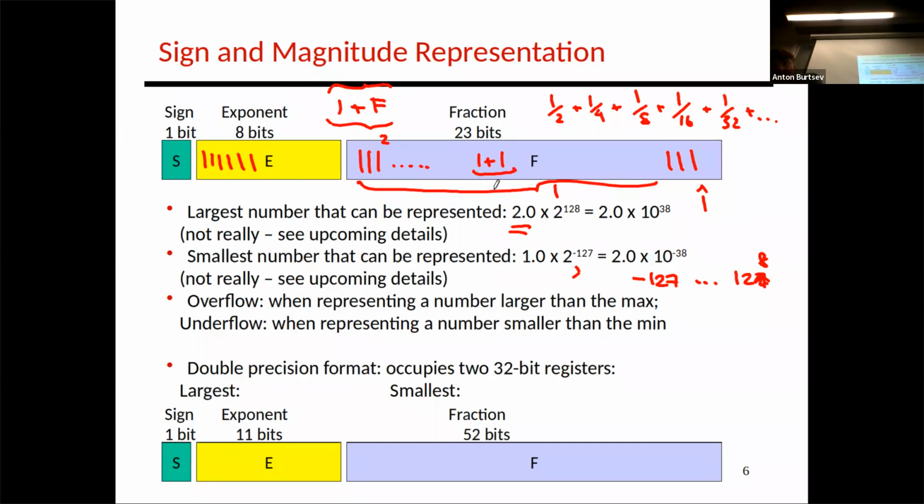times 2 to the power 128. And this number in decimal form is about 10 to the power 38. So it's a relatively large number. It depends, again, on the domain in which you're doing the computations. It may not be large enough for you, but it's large enough.